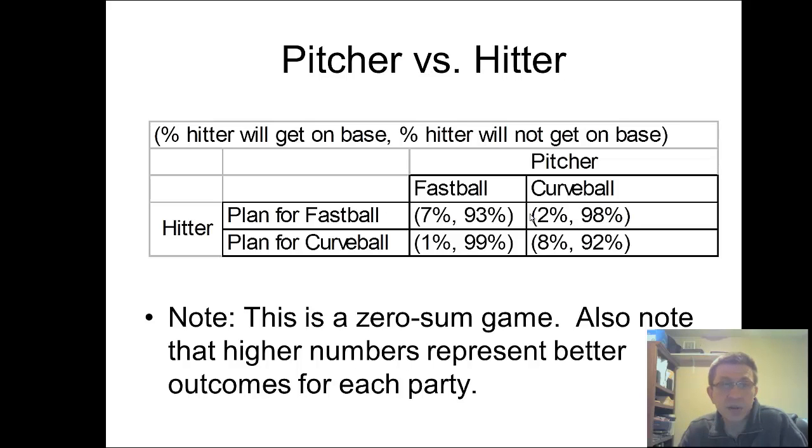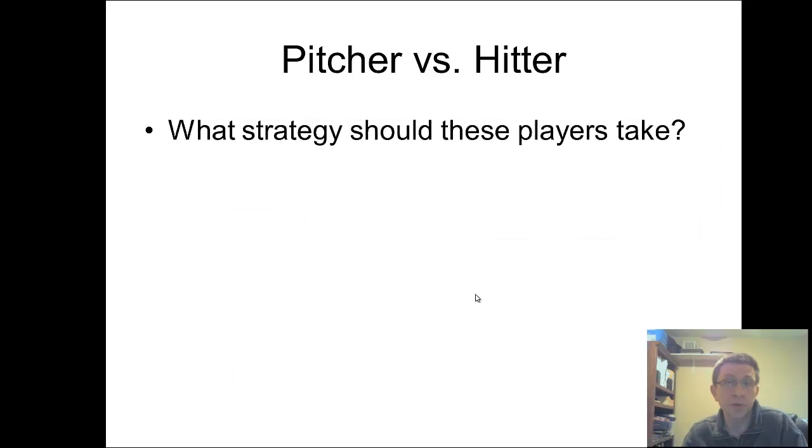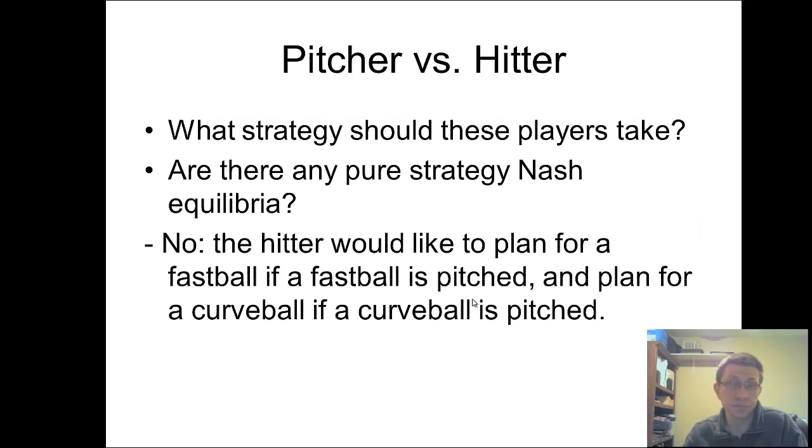But if the hitter is planning for a fastball and the pitcher throws a curveball, the hitter would want to switch to plan for the curveball to go from 2 to 8%. But then if the pitcher's throwing the curveball and the hitter's planning for the curveball, the pitcher would want to instead switch to a fastball, and we're right back where we started, and we see there's this little loop. There's always at least one of them that wants to switch at any of these four outcomes. So there's no pure strategy Nash equilibrium.